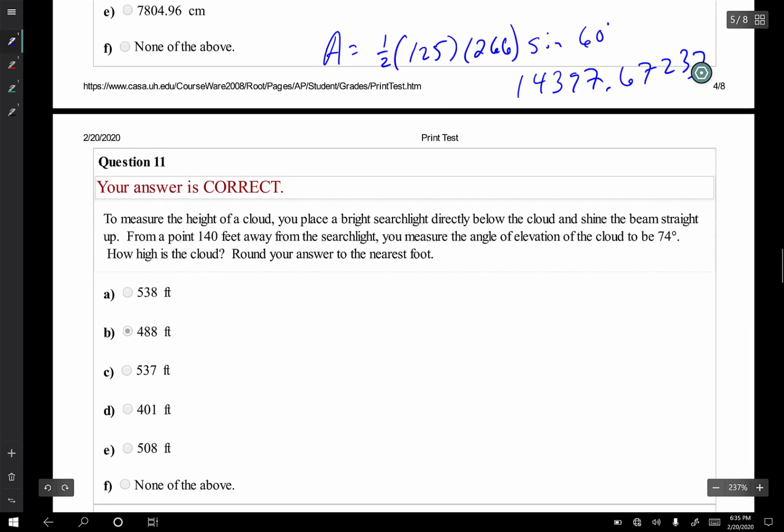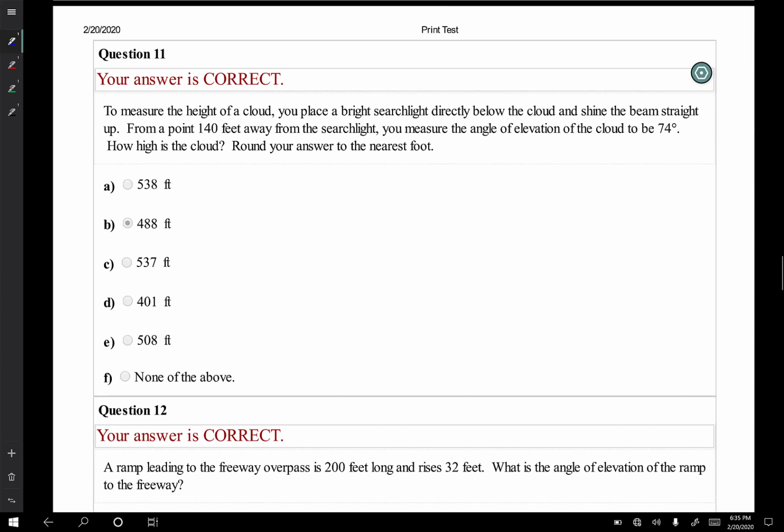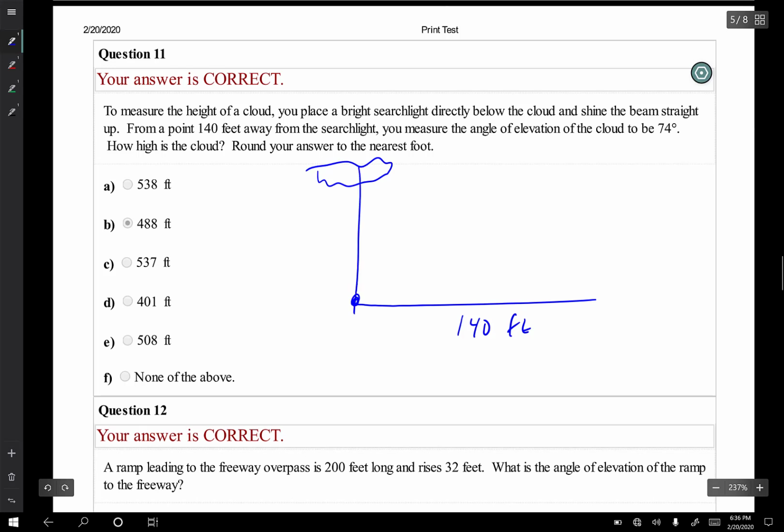Now let's keep going. To measure the height of a cloud, you place a bright searchlight directly below the cloud and shine the beam straight up from a point 140 feet away. So here's 140 feet away from the searchlight. Here's the light right here, pointing straight up. There's a cloud right there. You measure the angle of elevation to the cloud to be 74 degrees. So that means this is 74 degrees. How high is the cloud?